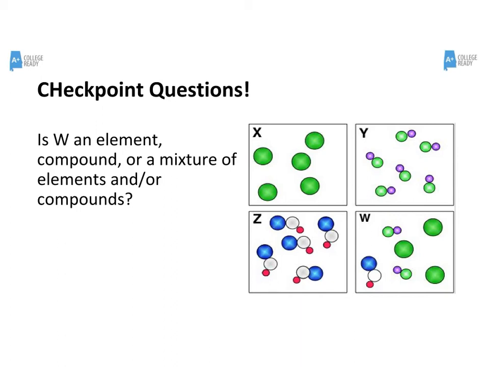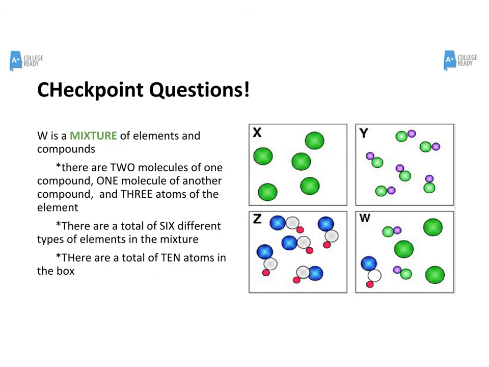Is W an element, a compound, or a mixture of elements and or compounds? W is a mixture of elements and compounds. We have 1, 2 molecules of one type of compound. We have 1 molecule of another type of compound. And then we have 1, 2, 3 atoms of an element. One compound has 2 different types of atoms, while this compound has an additional 3 different types of atoms, so that we have a total of 10 atoms in the box.